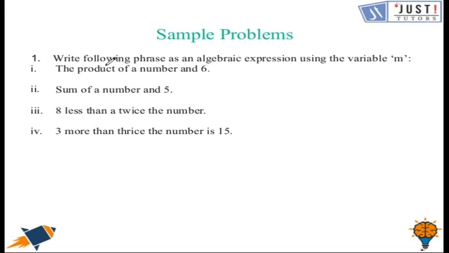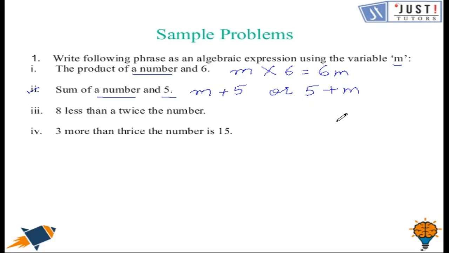Let's say the question is, write the following phrases as an algebraic expression using the variable m. Question one is the product of a number and 6. For the missing number we can use m. Product means multiply by 6, so it will turn into 6m. For the second part, the sum of a number and 5. Let's say the missing number m, add 5, or 5 add m. You can write it either way, because while adding, order does not matter.